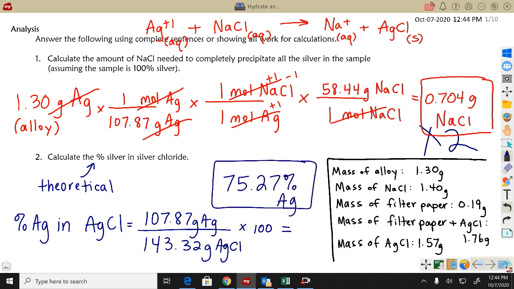Everybody has the same data because any sample of silver chloride should theoretically be about 75% silver by mass. Which then means that 75% of this should be silver. So I collected about 1.57 grams of silver chloride, and about 75% of that should be silver, which is our next calculation. So I'm going to move this up a little bit.